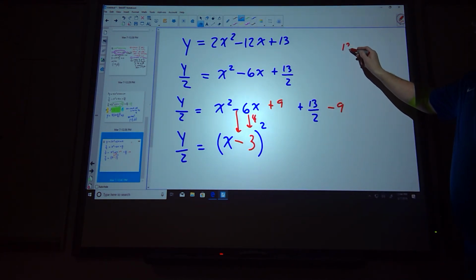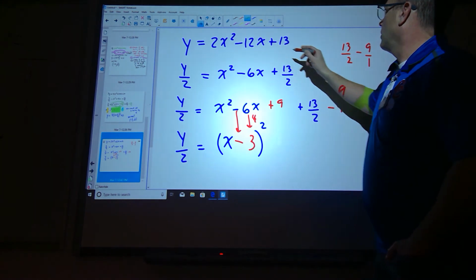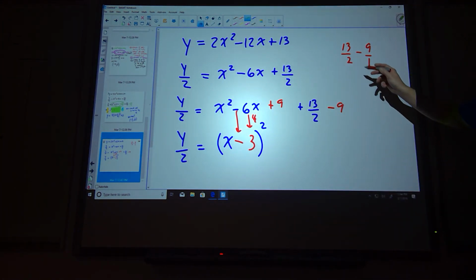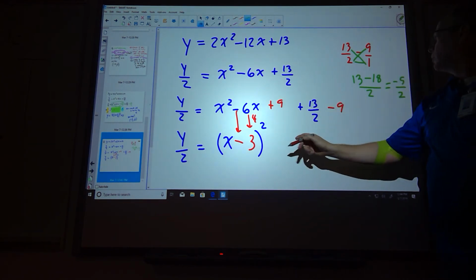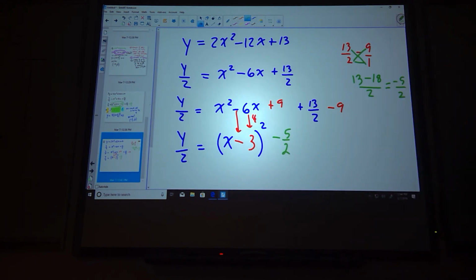Okay. So let's take that 13/2 minus 9. Well, let's put 9/1. Should we do my fancy way of doing it? Subtract a fraction. So I get 13 minus 18 over 2. 13 minus 18 is -5 over 2. So that comes out to -5 over 2.